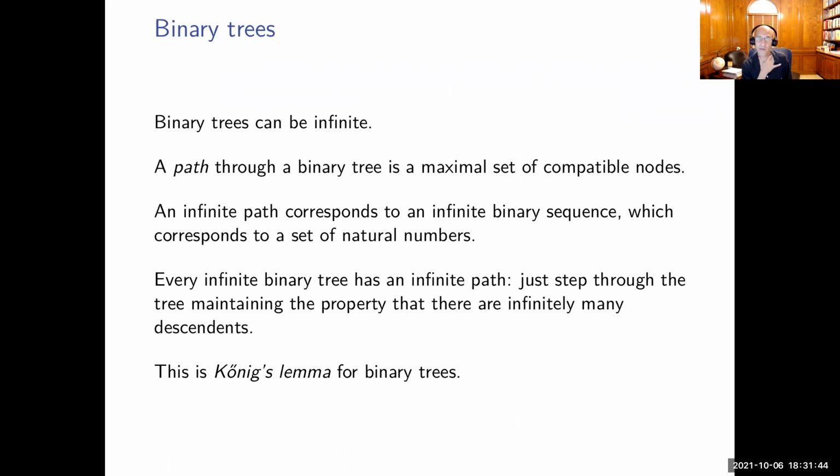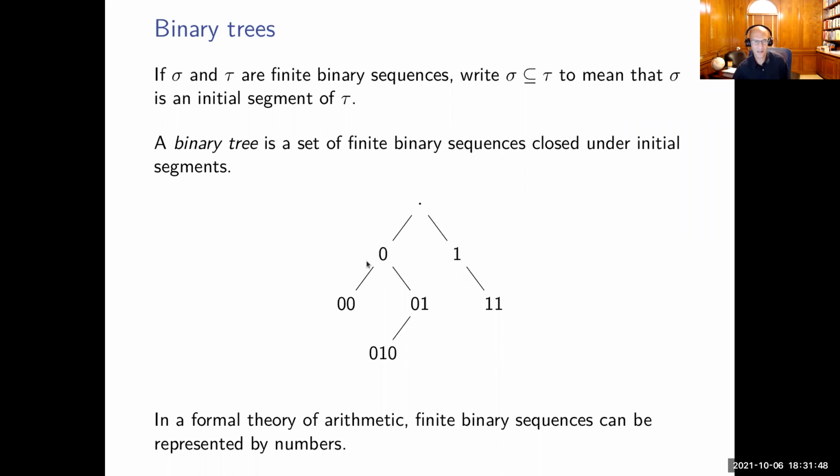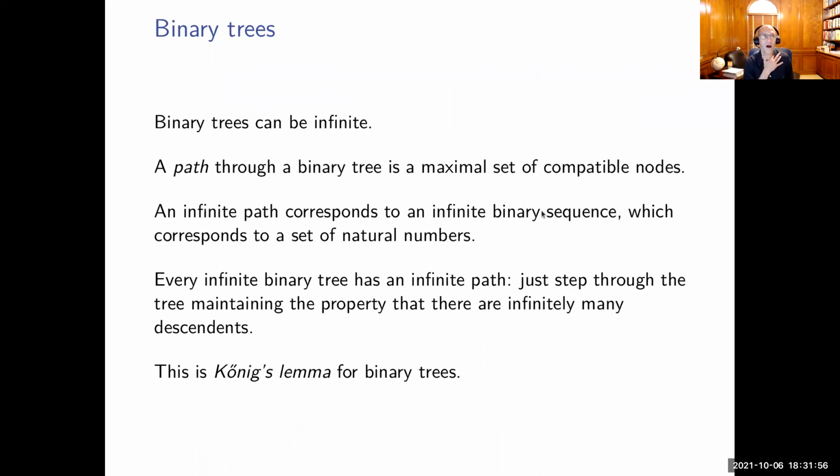A path through a binary tree is a maximal set of compatible nodes. So in this tree, that's a path, and then there's another one, and that's another one. So there are 3 paths through this tree. An infinite path you can think of as being in one-to-one correspondence with an infinite binary sequence, just the sequence of all the numbers that get you through the tree. And you can think of that as being the characteristic function of a set of numbers, so you can represent it in different ways.